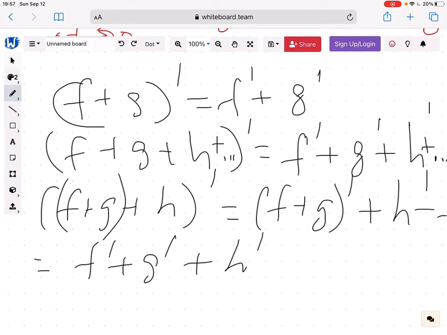Okay, I'm not going to do it. I just want to point this out. So when you have more than two terms, you shouldn't be concerned. You should just apply the same rule as for two terms.